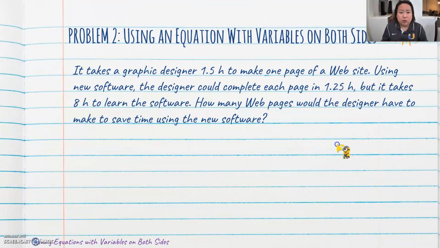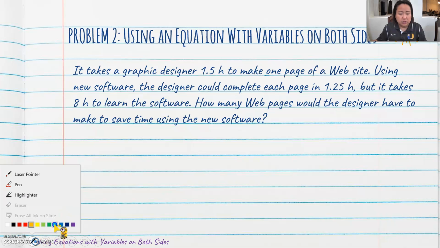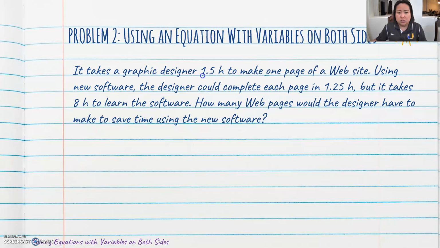So let's try to apply these on word problems. It says here that it takes a graphic designer 1.5 hours to make one page of a website, okay? Now using a new software. So let's take note of those things. Currently it's 1.5 hours to make one page. Now with a new software, a designer can complete one page in 1.25 hours.